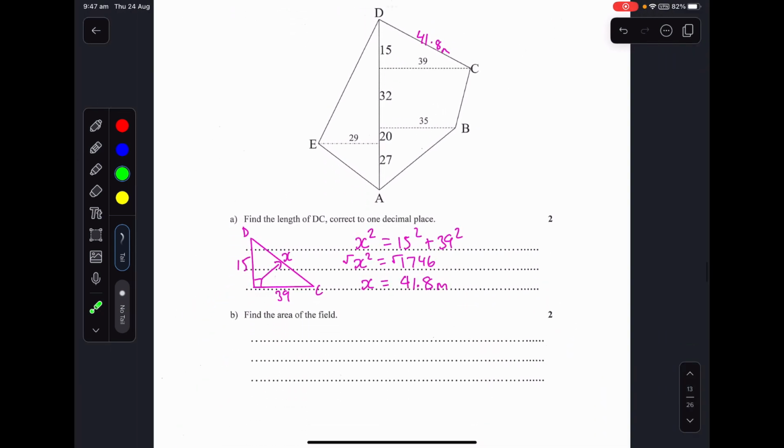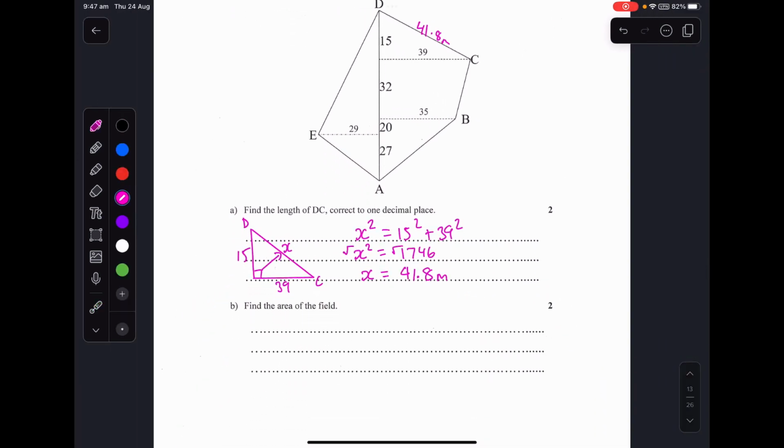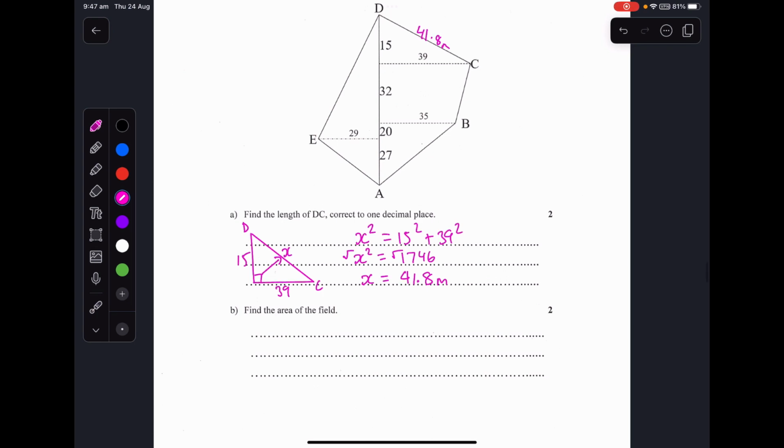So let's go down here. They haven't given us a huge amount of room, but there's some space underneath. Now you did not have to draw each of these. I'm going to draw them all so you can see what I'm doing, but in the exam you would just need to do the working out for each of them. Okay, so I'm going to do DEA first.